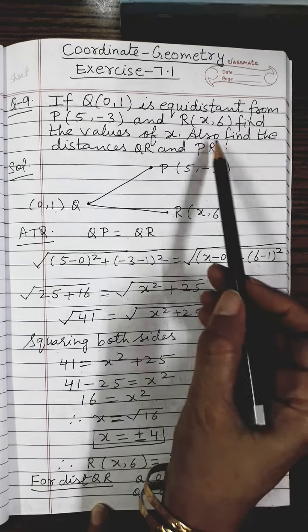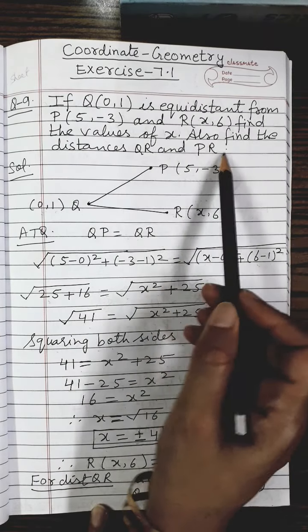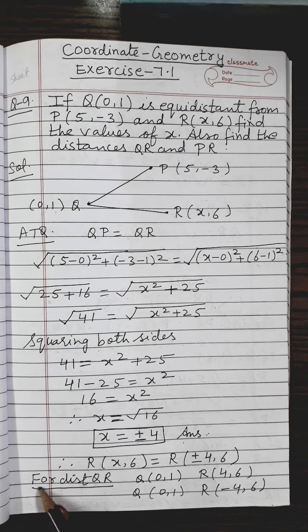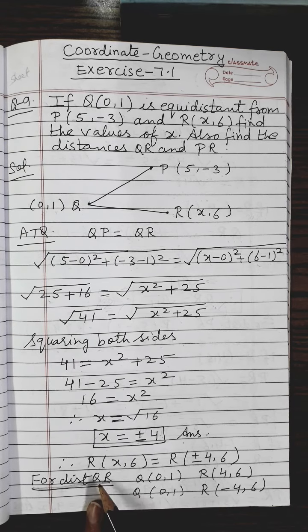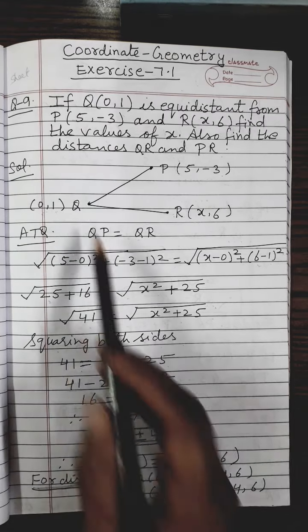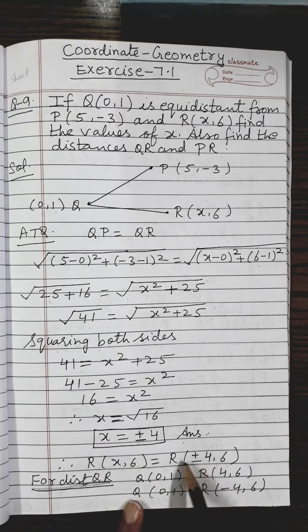Now the next part of the question is to find the distance QR and PR. So let us solve for the distance QR. For that I have to write the coordinates of point Q and R. So point Q is (0, 1). Now look at the coordinate R.